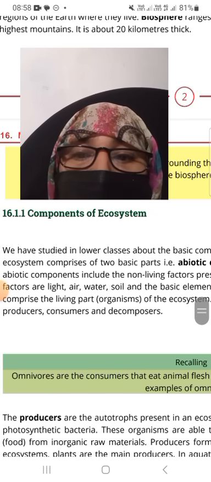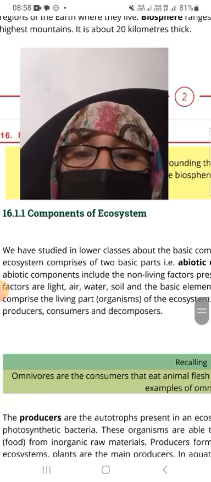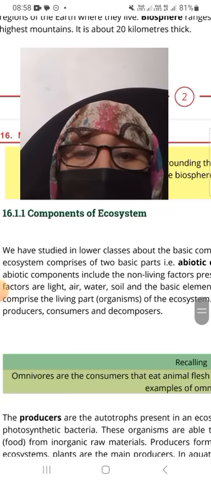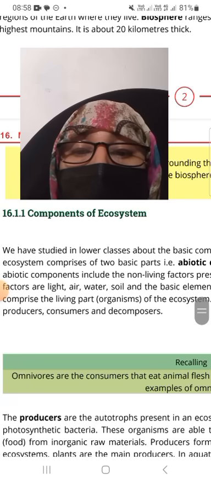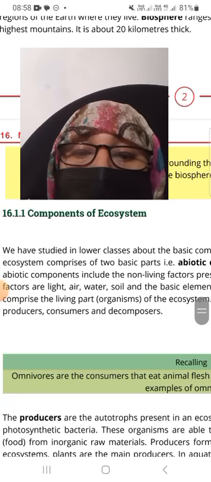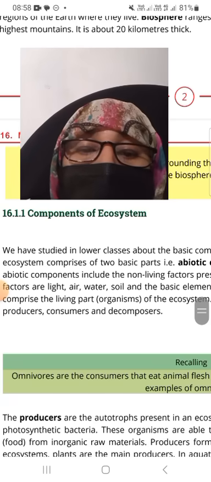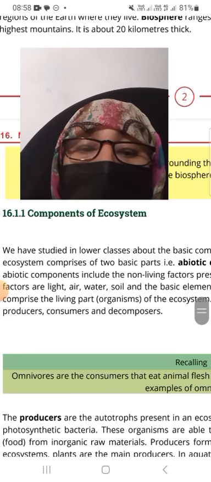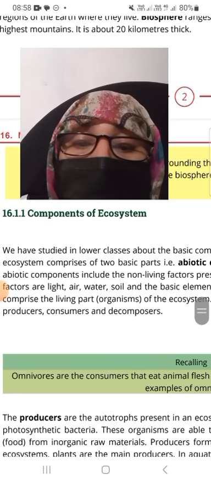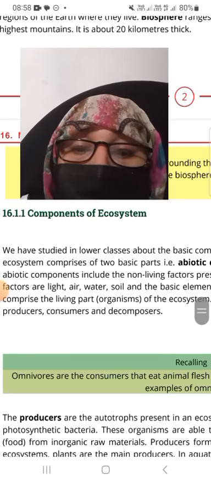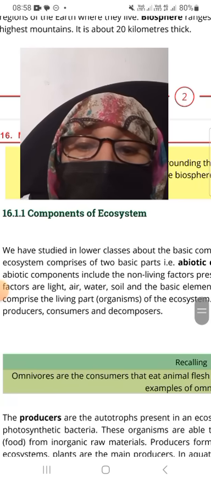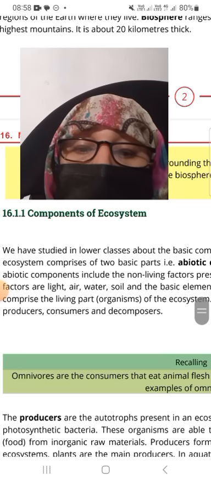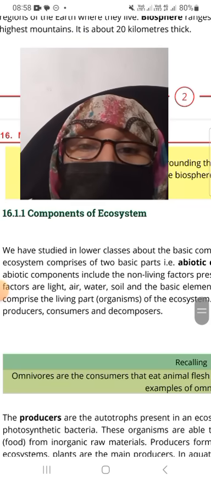This topic is 16.1.1, components of an ecosystem. When we studied in lower classes about the basic ecosystem, I taught two basic parts: abiotic and biotic components. The abiotic component includes the non-living factors present: light, air, water, soil and basic elements. The living part of the ecosystem comprises the producers, consumers and the decomposers.